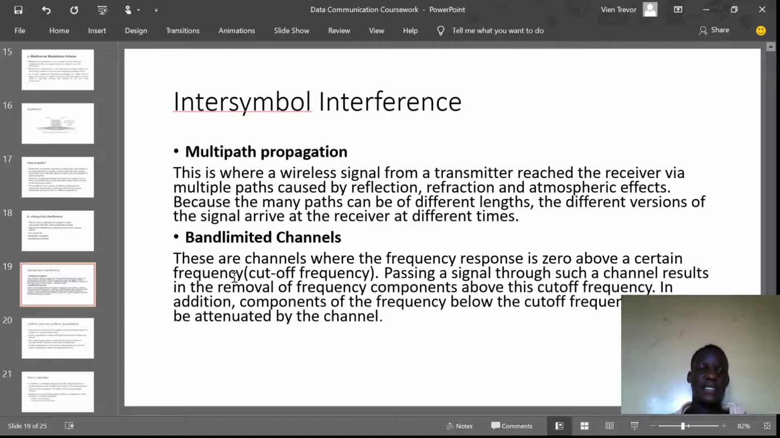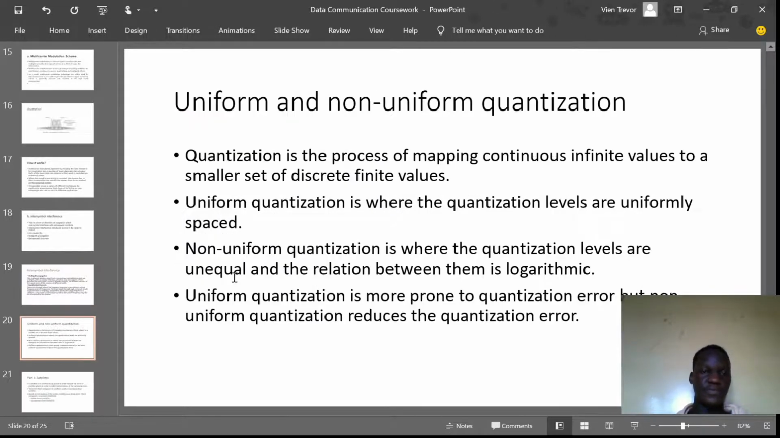Then band-limited channels. These are channels where the frequency response is 0 above a certain frequency, which is called a cutoff frequency. So passing a signal through a channel results in the removal of frequency components above this cutoff frequency. In addition, components of the frequency below the cutoff frequency may also be attenuated by the channel, or they interfere with the frequency. Uniform and non-uniform quantization.